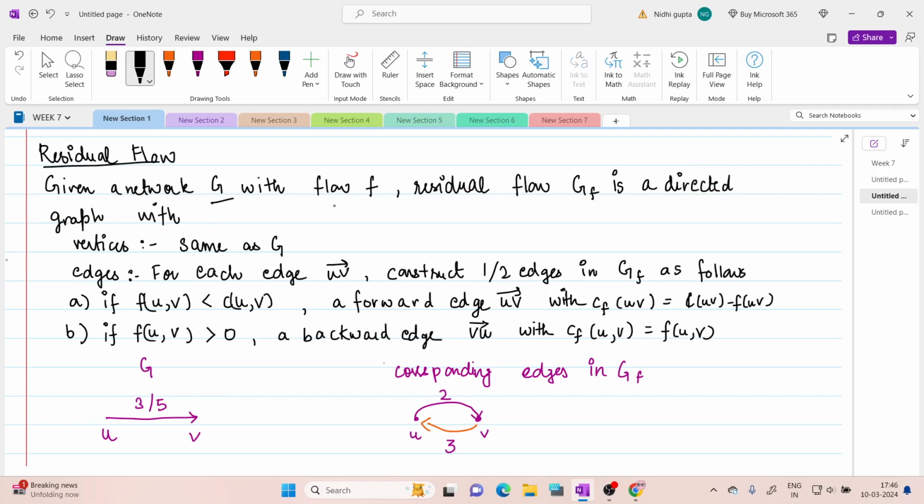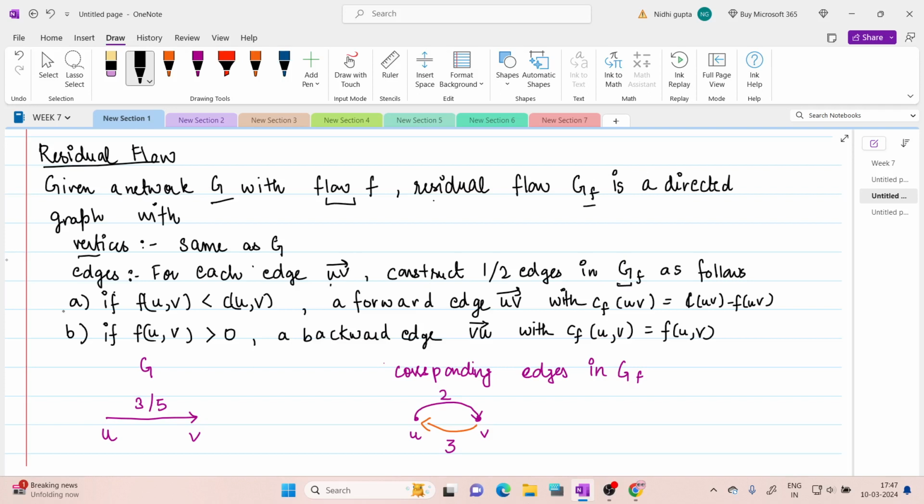If we are given a network G which has flow F, then the residual graph G_F is also a directed graph which has the same vertices as G, and for each directed edge UV in G there will be one or two edges in this new graph. So given a network G and a flow F, we are constructing a residual graph, which is a directed graph. We should know its vertices and its edges. The vertices of the residual graph are the same as the vertices of the network. For the edges, we look at each directed edge in G, and corresponding to that we construct one or two edges in the residual graph.